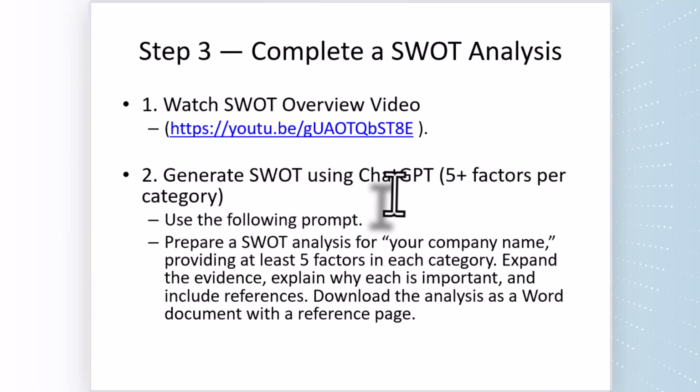Then you'll generate a SWOT. What I'm going to ask you to do is generate it using ChatGPT, with the following prompt: Prepare a SWOT analysis for, enter your company's name, providing at least 5 factors in each category. Expand the evidence, explain why it is important, and include references. Download the analysis as a Word document with a reference page.